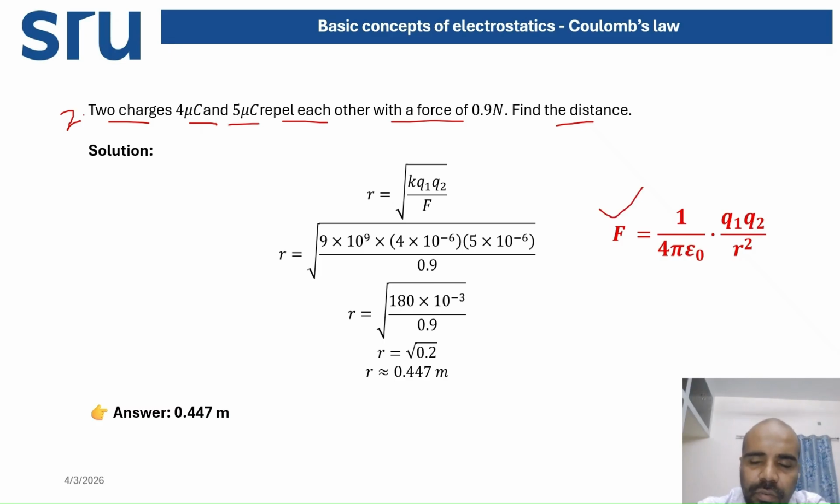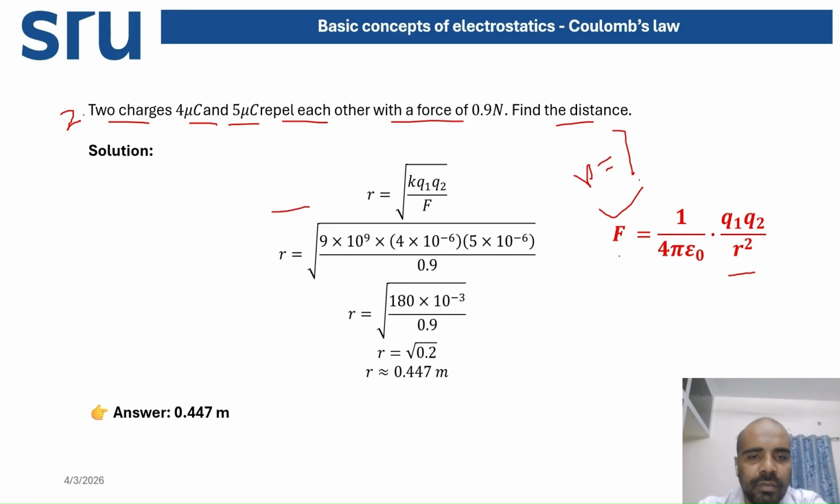So what is Coulomb's law? What is the mathematical form? That is F equals 1 by 4 pi epsilon naught Q1 Q2 by R square, in free space or vacuum, right? So you need to calculate R, right? What is R? R is the distance between these two charges, right? So R equals root over K Q1 Q2 by F. K is 1 by 4 pi epsilon naught, which is equal to 9 into 10 to the power 9 Newton meter square per Coulomb square.